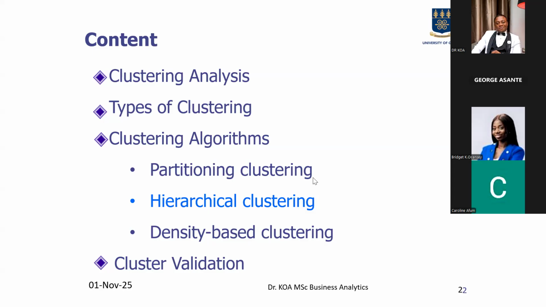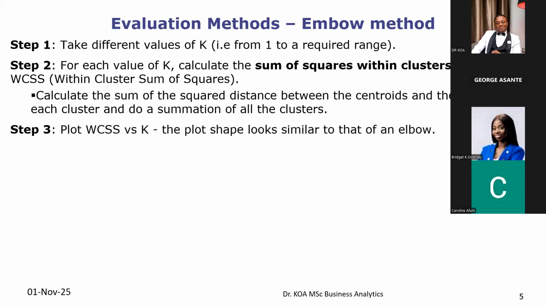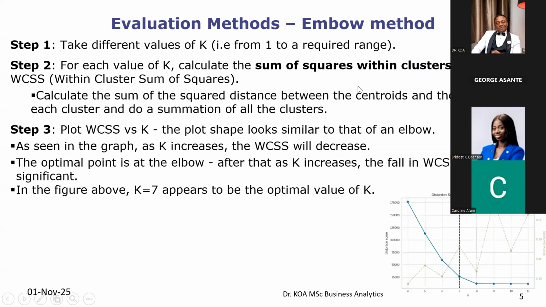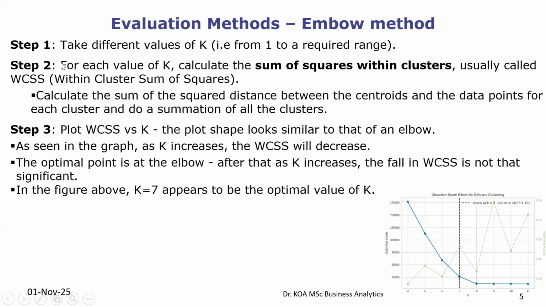Okay, let's continue. We're looking at k-means, and we're saying that you evaluate k-means by using the number of k's. You have to decide on the number of k's. In deciding the number of k's, you select the sum of squares within each cluster and you calculate. Once you do that calculation, you will eventually be able to get your elbow effect.